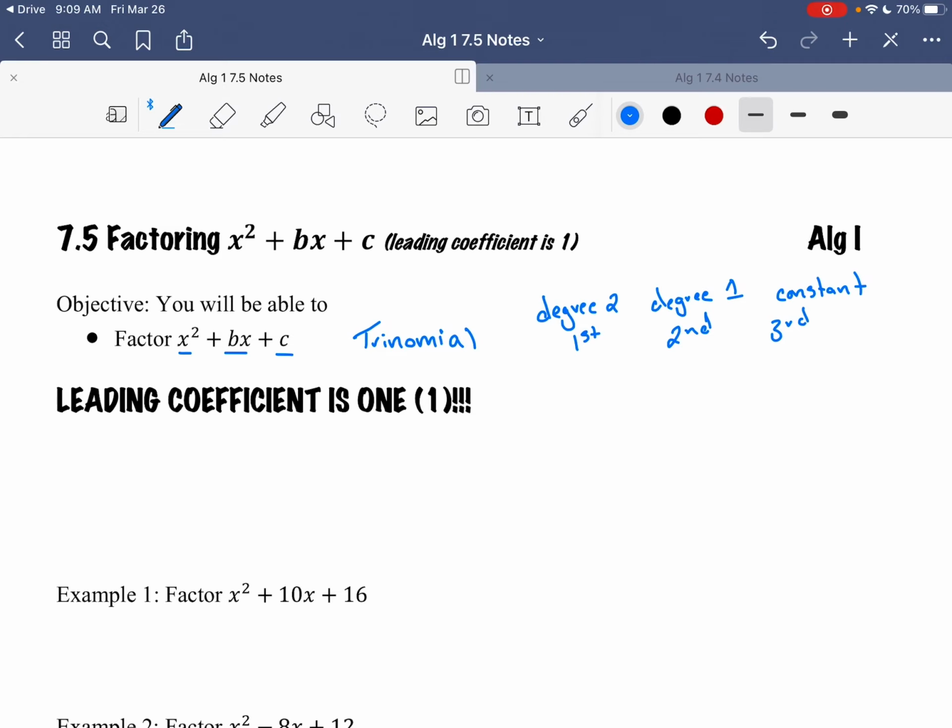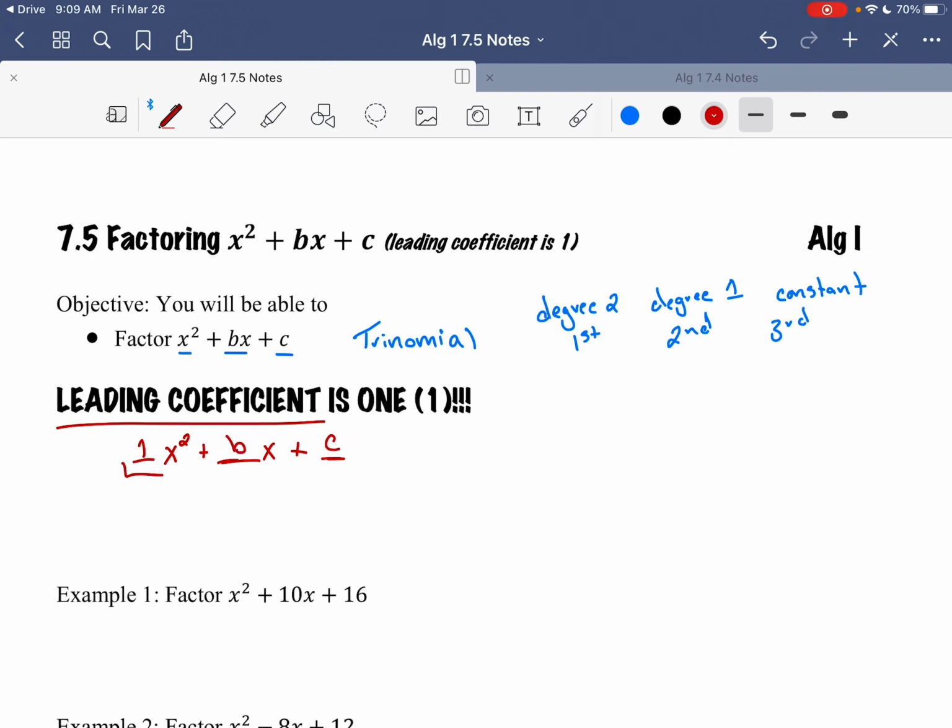Today we're going to be dealing with the leading coefficient. The first term, its leading coefficient is 1. So we'll have 1x squared plus something x plus something. Okay, we'll put a b there and a c there.